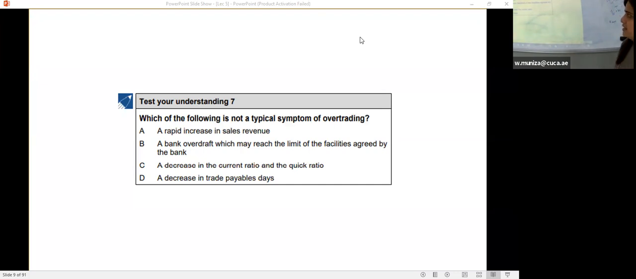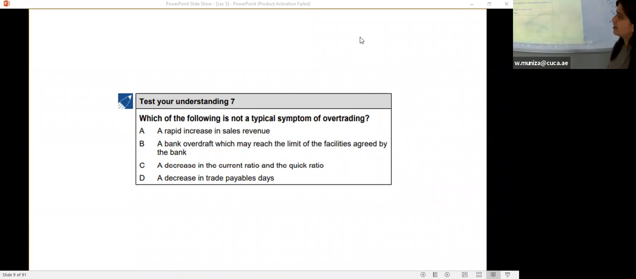A rapid increase in the sales revenue. When the sales revenue increases, it is a symptom of overtrading. So this is not the answer, because they are asking for what is not a typical symptom. When sales revenue increases, we can say that the company is overtrading. A bank overdraft which may reach the limit of facilities agreed by the bank. Again, this will be a symptom of overtrading.